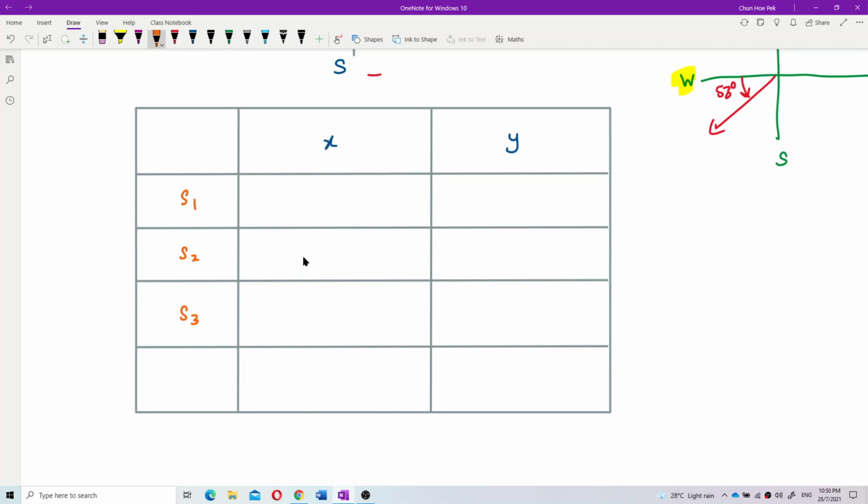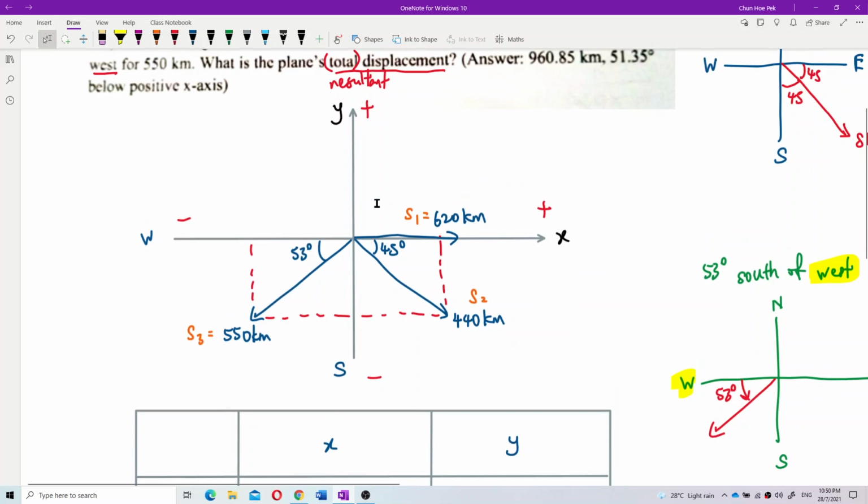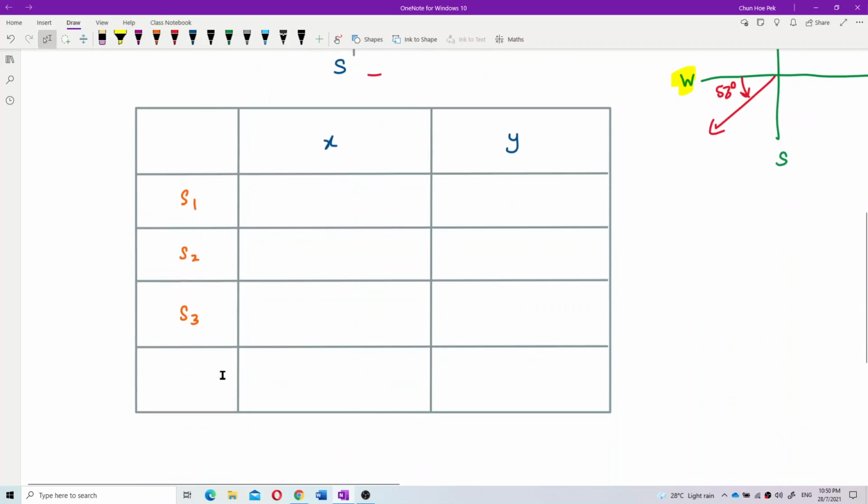Now we want to total up all these vectors. But before we total up the vectors, we must resolve them into components, x and y components. Look at S1, it only has an x component, but S2 has two components, x and y. S3 also has two components, x and y. Then we want to find the total displacement. So let us do one by one.